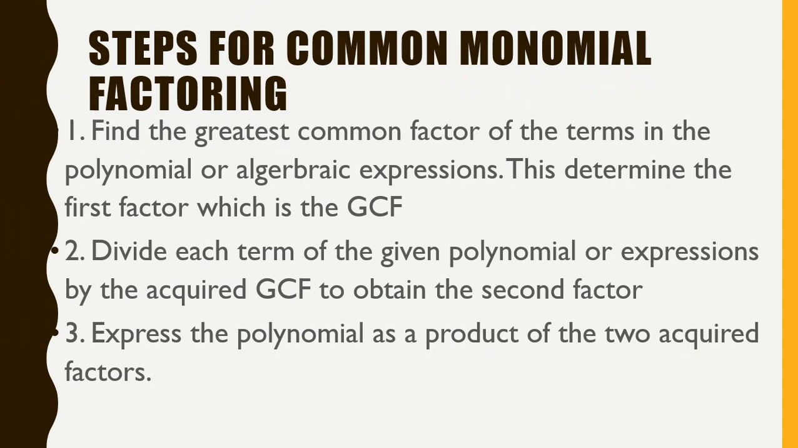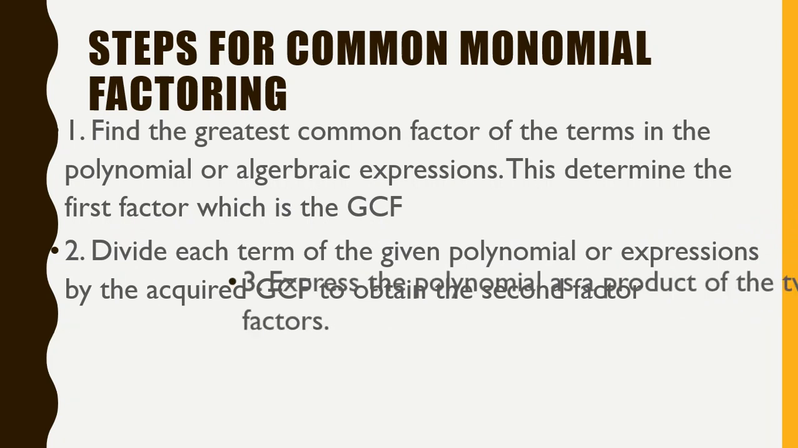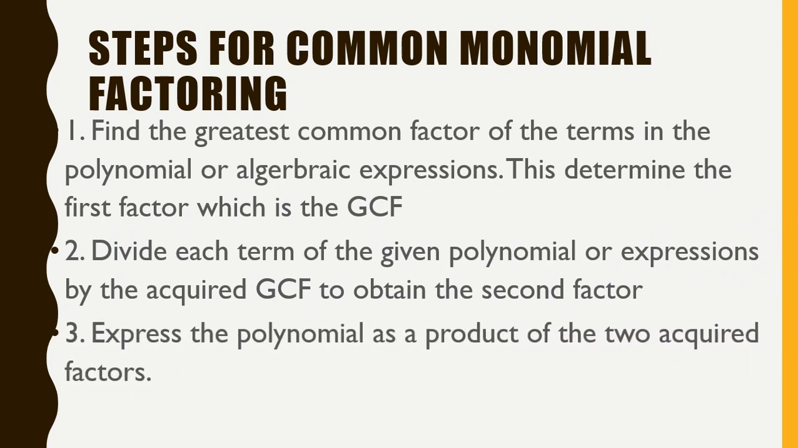Steps for common monomial factoring. Number 1. Find the greatest common factor of the terms in the polynomial or algebraic expressions. This determines the first factor, which is the GCF. Number 2. Divide each term of the given polynomial or expressions by the acquired GCF to obtain the second factor. And number 3. Express the polynomial as a product of the two acquired factors.